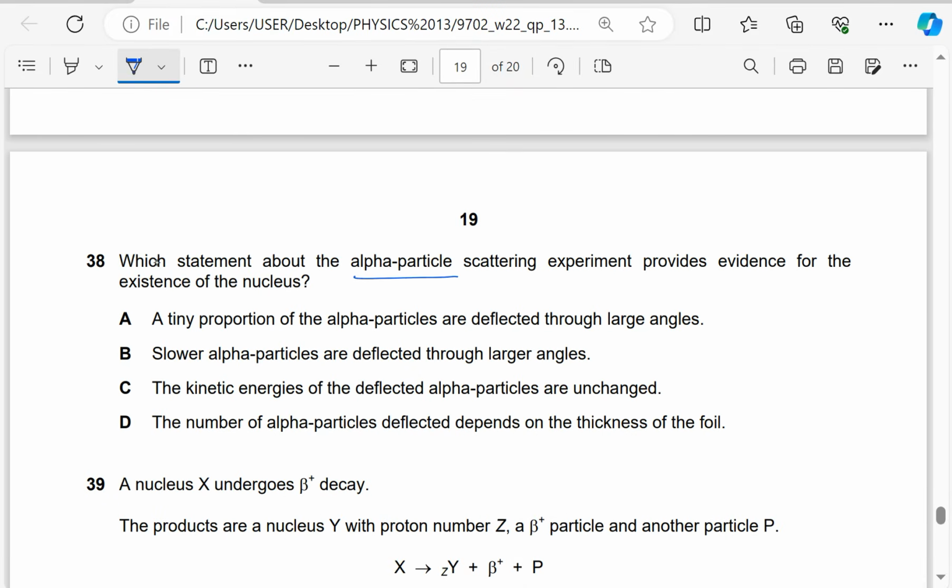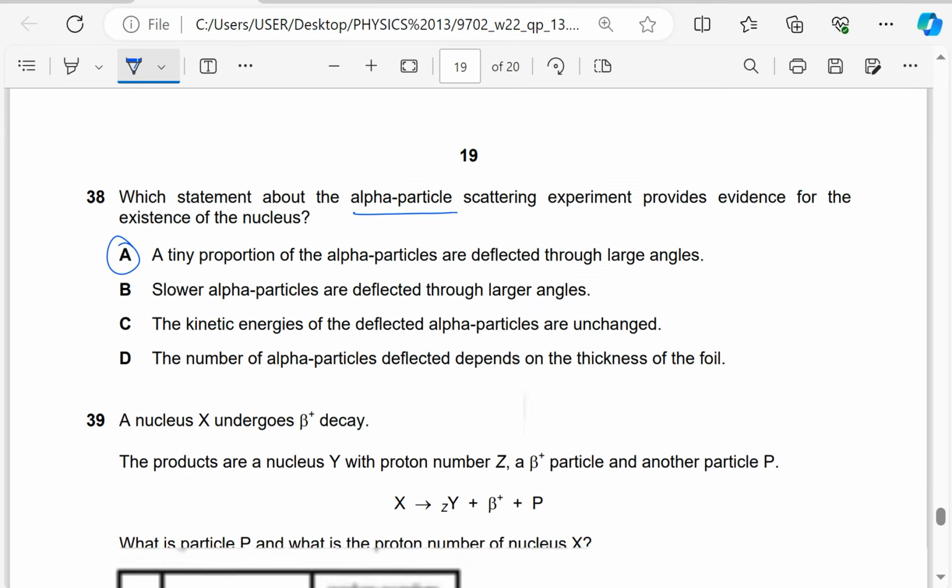Which statement about the alpha particle scattering experiment provides evidence for the existence of the nucleus? Of course, a tiny proportion of the alpha particles are deflected through large angles greater than 90 degrees because the nucleus is positively charged. So I think the answer is automatically A. That one is obvious. We have done this many times. If most of the alpha particles pass through, it's because most of the atom is empty space. If a few alpha particles are deflected through angles greater than 90 degrees, it is because the nucleus has a positive charge and most of the mass is concentrated in the small, positively charged nucleus.